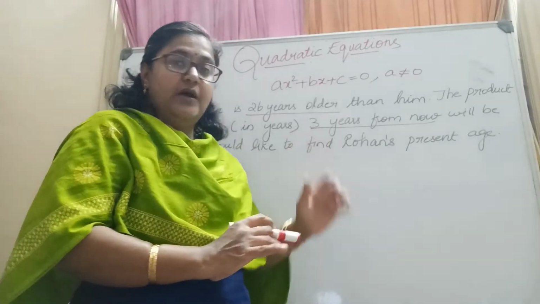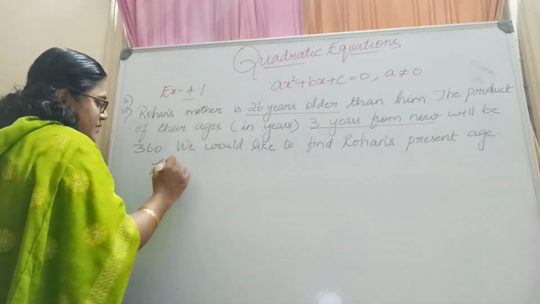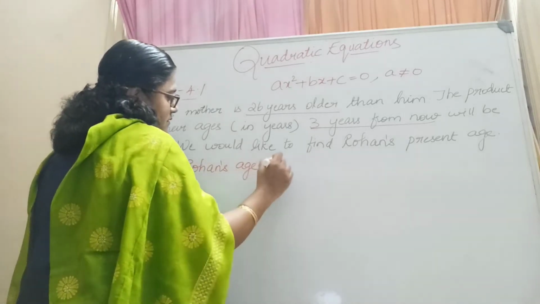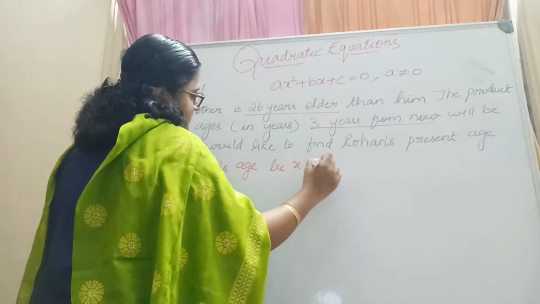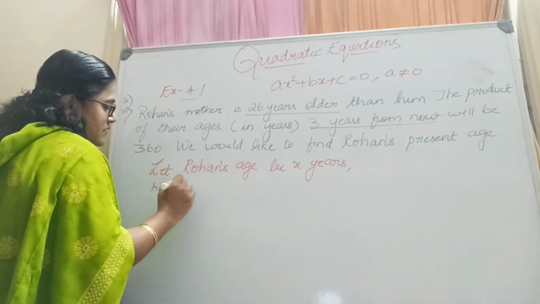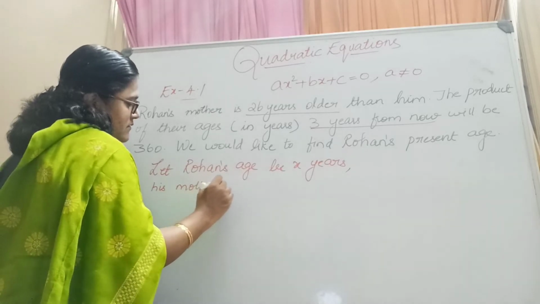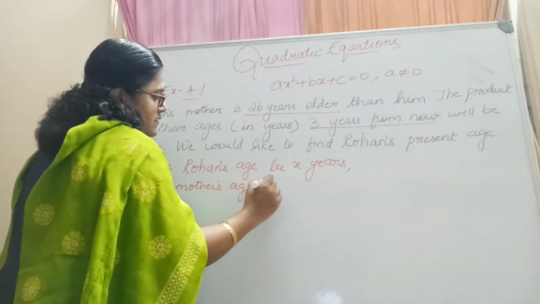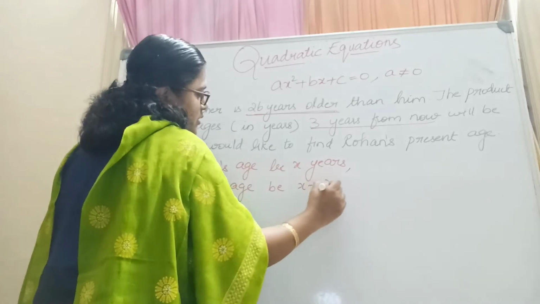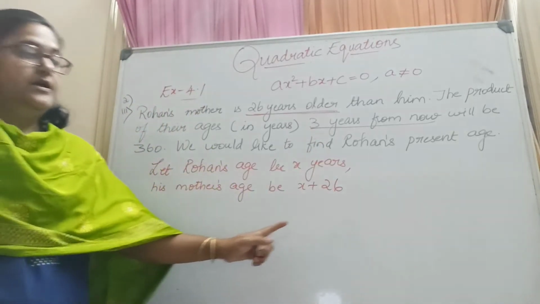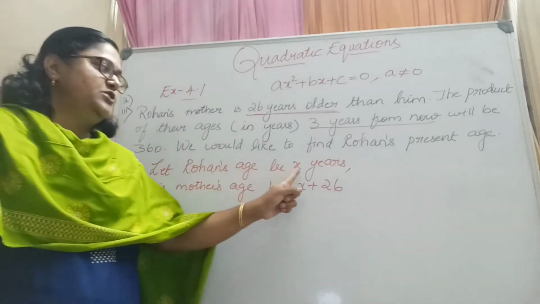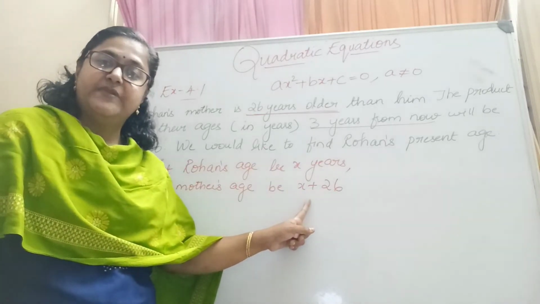Okay. So let us now consider Rohan's age to be, let Rohan's age be x years. Then his mother's age will be 26 years older than him, so x plus 26. Rohan's mother's age is x plus 26 because she is 26 years older than Rohan. So let Rohan's present age be x years and his mother's present age is x plus 26.